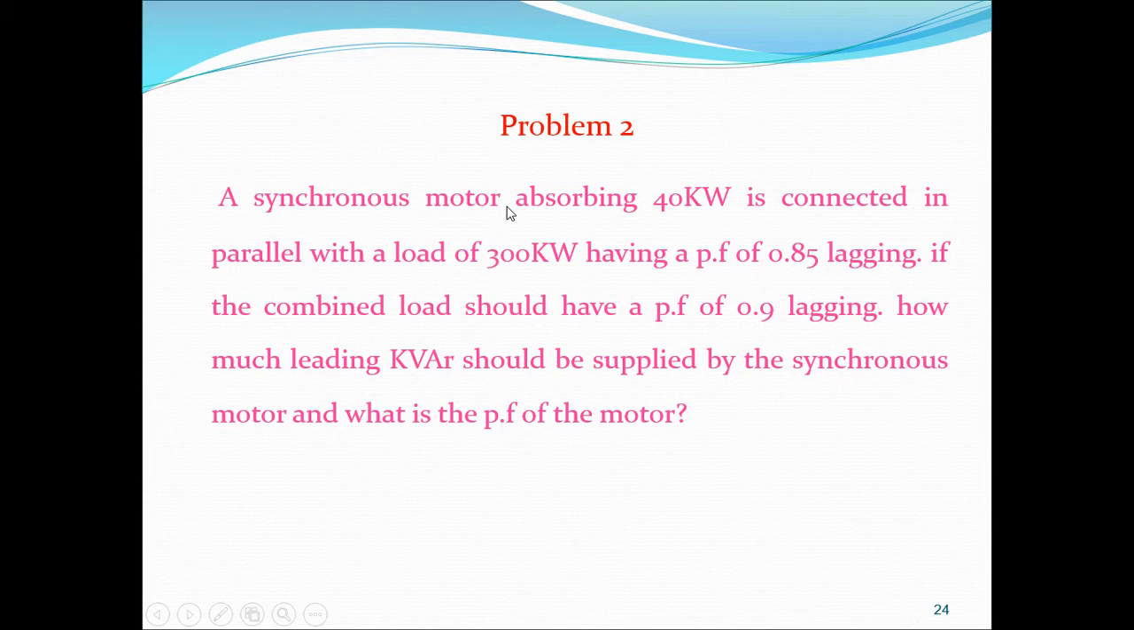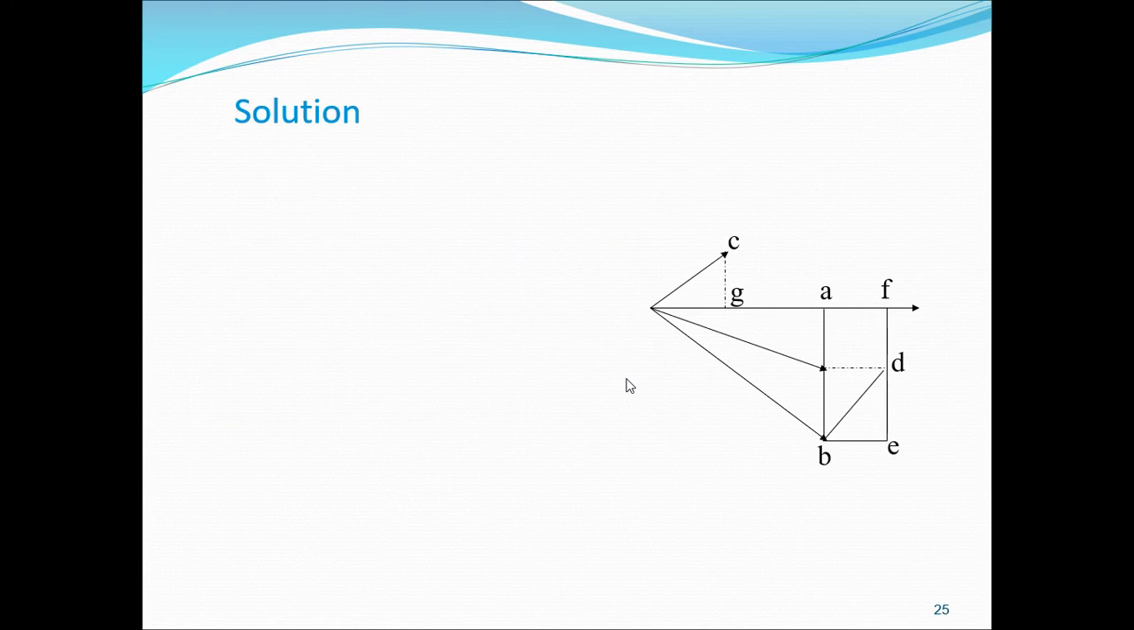So in this case, what is given? A synchronous motor absorbing 40 kilowatts is connected with a load of 300 kilowatts having a power factor of 0.85 lagging. The combined power factor is improved to 0.9 lagging. So how much leading kVAR should be supplied by the synchronous motor, and what is the power factor of the motor?